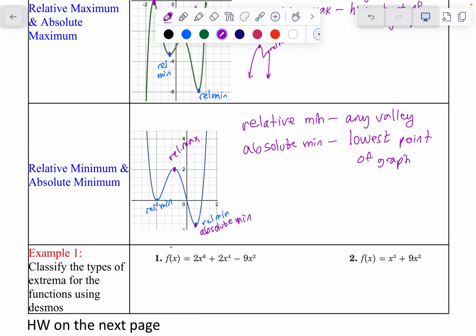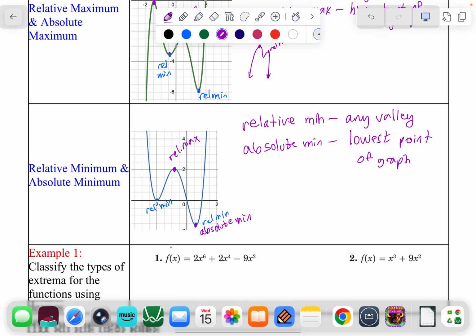So now we just have 2 examples to look at, okay? And this is how I want you to do them. Just a minute, let me write down the function so we can look at it. The instructions say to classify the types of extrema for the functions using Desmos. So at this time, if you want to open up a tab in Chrome to Desmos for the graphing calculator, to follow along and practice with me so that you can do it, okay?